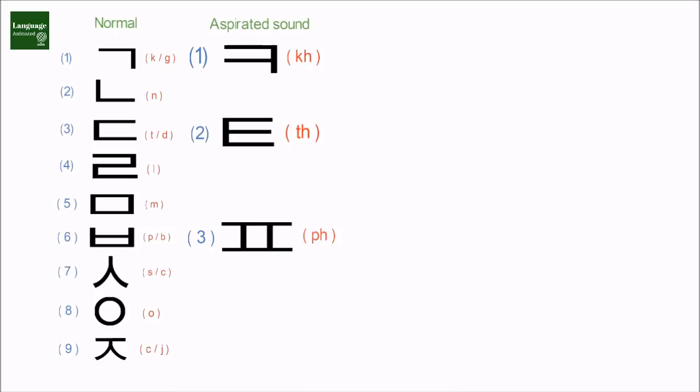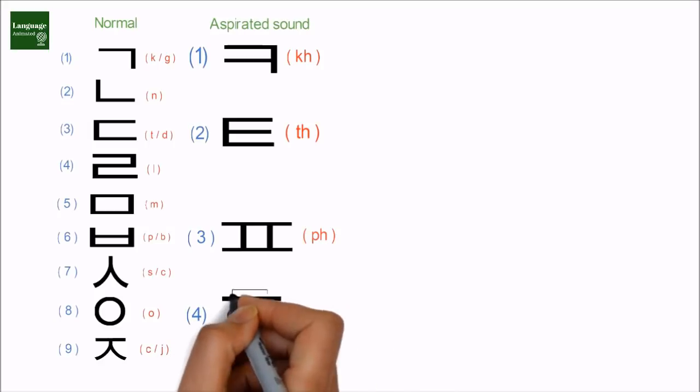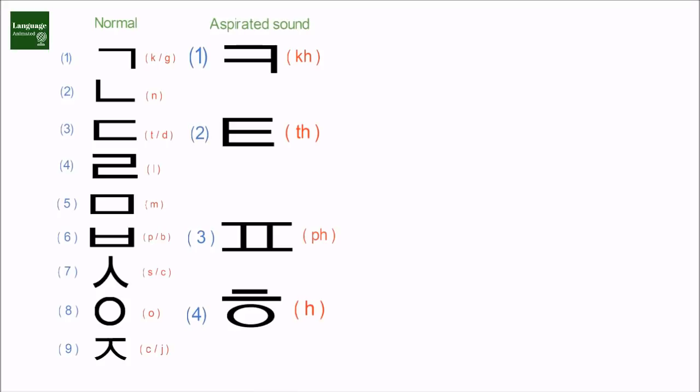Fourth, this doesn't have any value when it comes in the beginning, but at the ending it has value. It sounds like H. You know, H. And the last one is T. A little breath comes from your mouth. So these are 5 aspirated sounds. You can see they look the same.